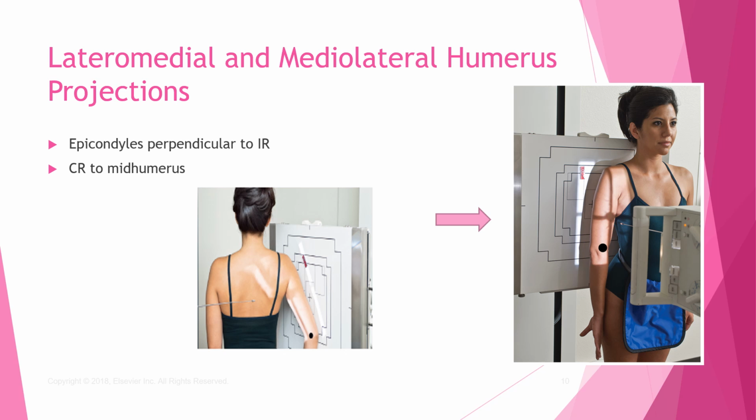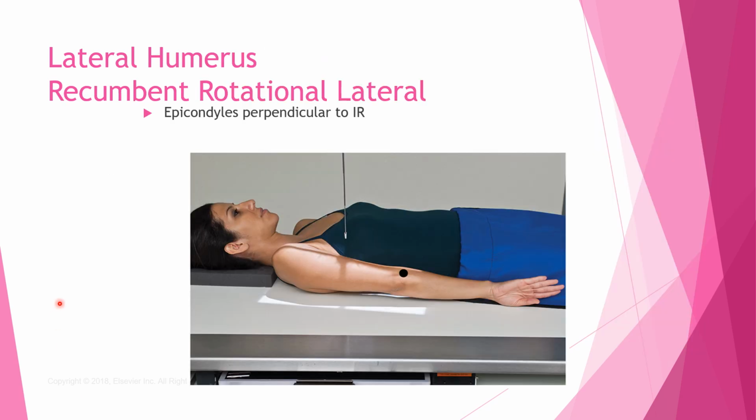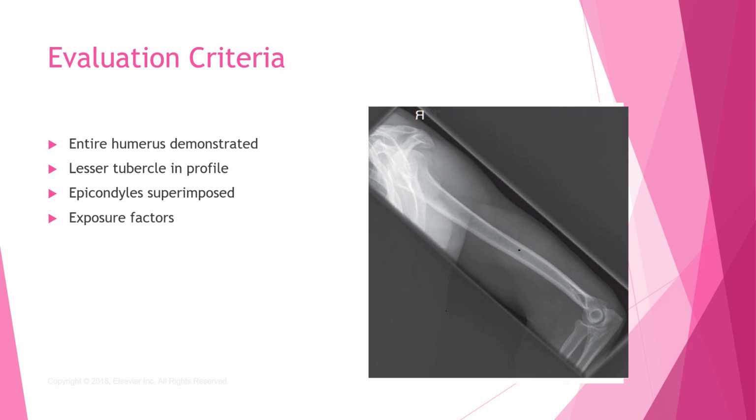The other way that you are able to do this is with the patient recumbent, and this is figure 5.30 on page 186. Okay, so she could be lying down and you're using the table bucky, and she could again internally rotate her arm so that her epicondyles become perpendicular to the IR. Central ray would be mid-humerus. And if done correctly, then what that image would look like is the pictures on page 186.